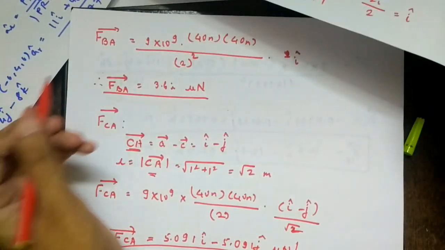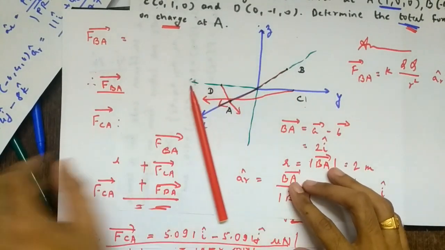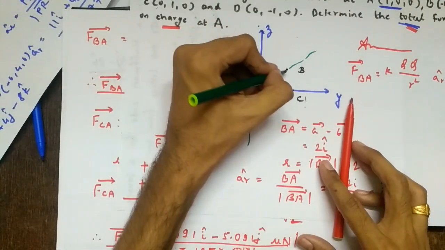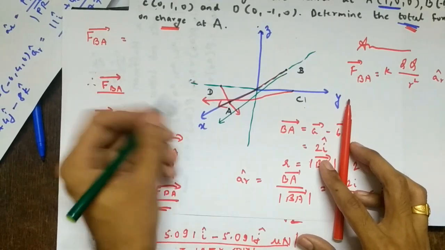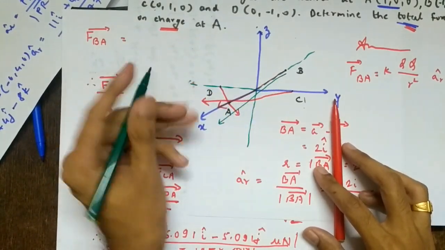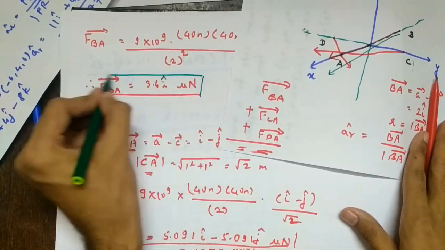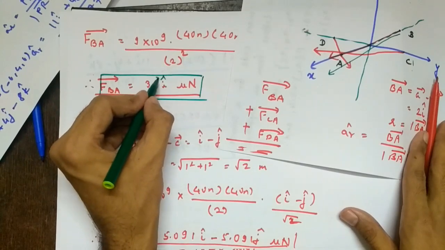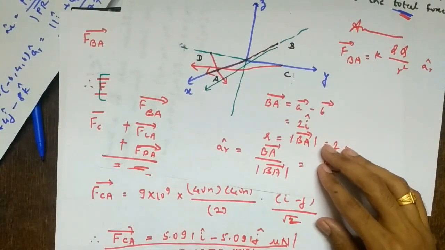If we observe what we have got, FBA vector is in the direction of i cap only, right? If you observe, FBA vector, I am using a green pen, is going in this direction, which is X. And X is nothing but i cap. It is along the axis only, so we should get only i cap. And that's what we have got. So we are correct here, unless we have made some numerical mistake in calculating 3.6, which is not the case here.